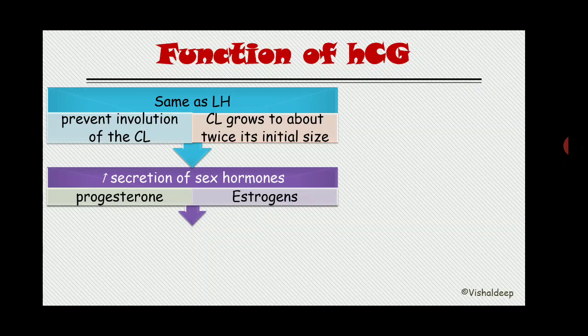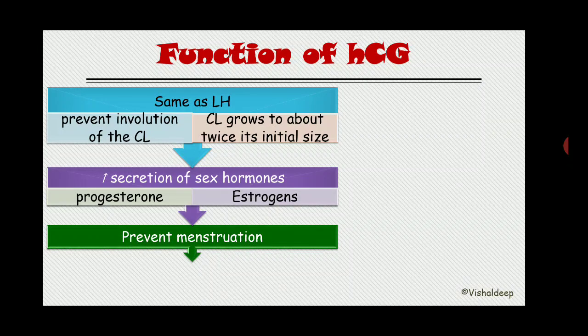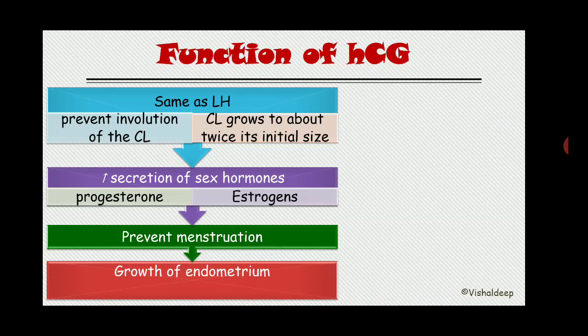It also prevents menstruation, and finally it causes the growth of the endometrium via progesterone and estrogen, and it converts the endometrial cells into decidual cells. As I told you earlier, the decidual cells are nothing but endometrial cells that are rich in nutrition.